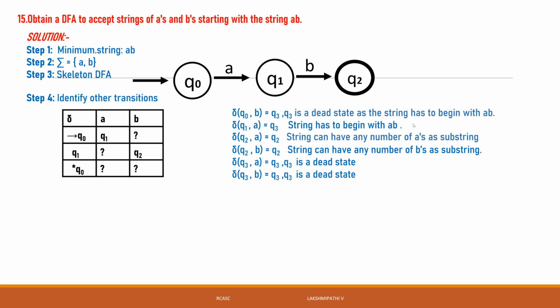q3 is a dead state. Then q3 of b is also q3 only. Once q3 of b is also q3, then once again it will be the dead state only. The q3 is a dead state. These are the undefined transitions, because if we are giving q0 of b, why are we taking the dead state? Once we take the dead state, the machine will go to the dead state, then it is not accepting.